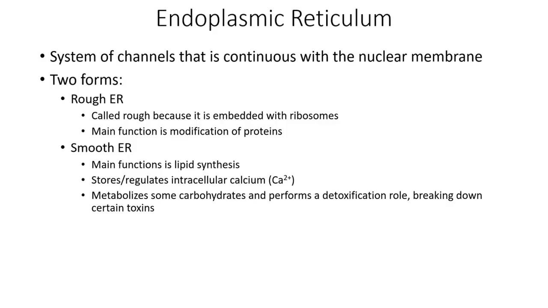And then the smooth ER is called smooth because it does not have those ribosomes embedded in the membrane. Its main job is to synthesize lipids or fats. It's also going to help store and regulate calcium inside of the cell. Calcium is a really important ion for us to have for various reasons. And it's also going to help metabolize some carbohydrates, as well as assisting with detoxification, which is breaking down certain toxins. So we have a lot of smooth ER in liver cells, for example, because our liver is the main site of that detoxification process.